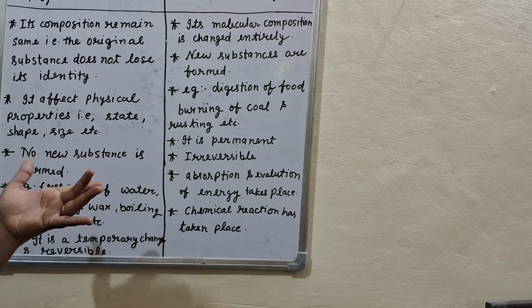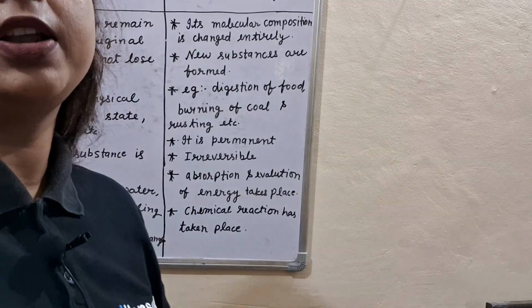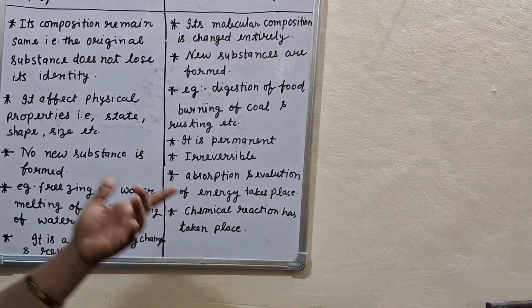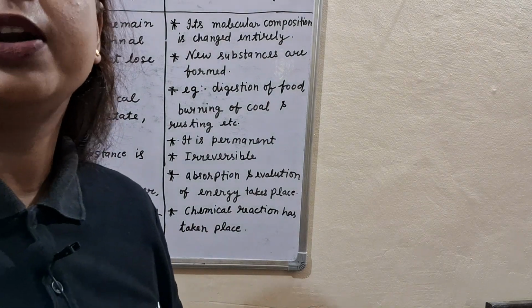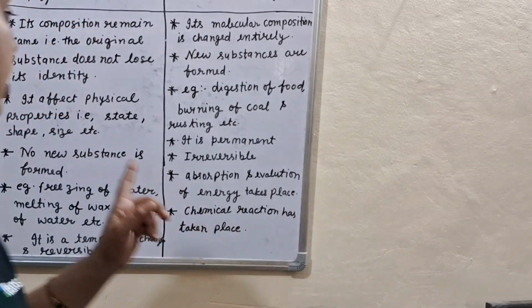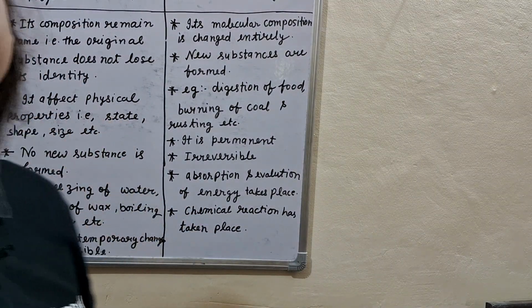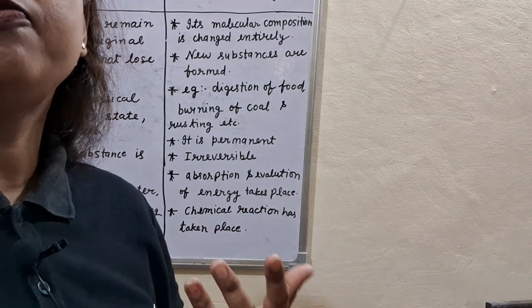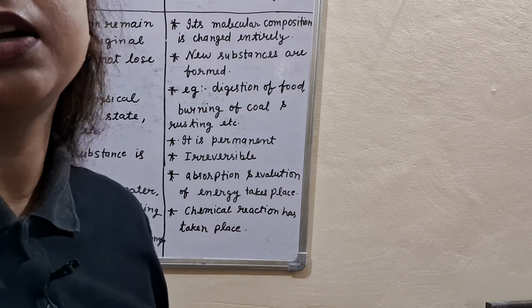It also affects the physical property. Physical changes affect only the physical property of the substance, like shape, size. They do not affect other properties like chemical property of any substance. It affects only the shape, size, state of the substances. Only physical changes occur, changes occur in physical form, okay, not in chemical or other.